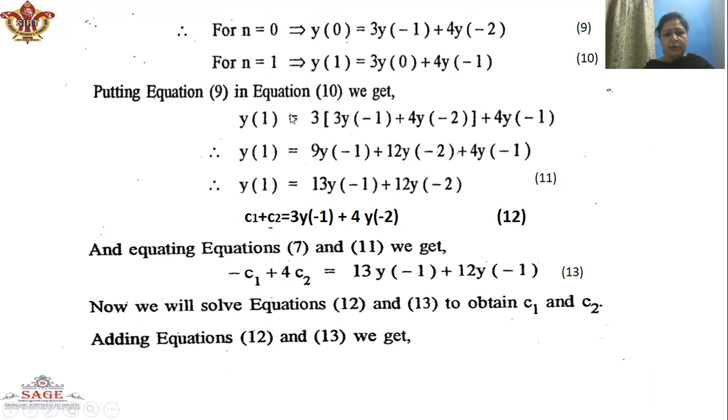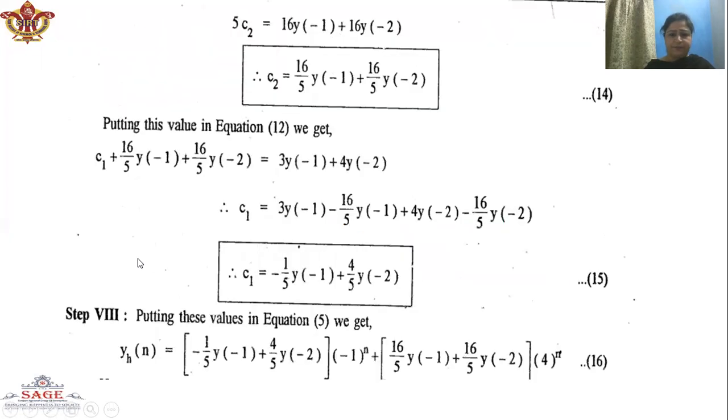Now we will put equation 9 in equation 10. So I'll get y1 equal to this right hand side. On solving this equation, I'll get c1 + c2 = 3y(-1) + 4y(-2). And after adding these two equations, I'll get another equation which is represented by equation 13. Now we will solve equations 12 and 13 to obtain the values of c1 and c2.